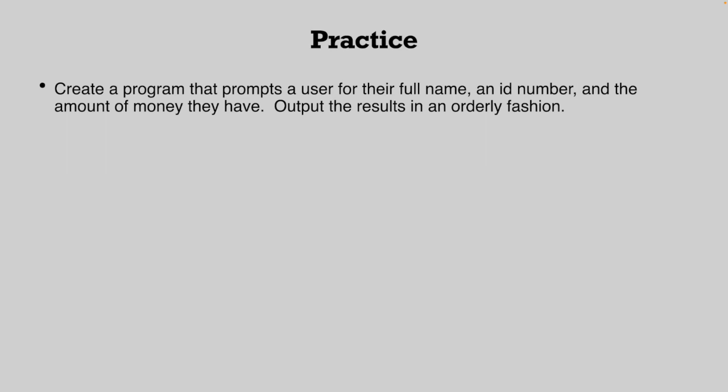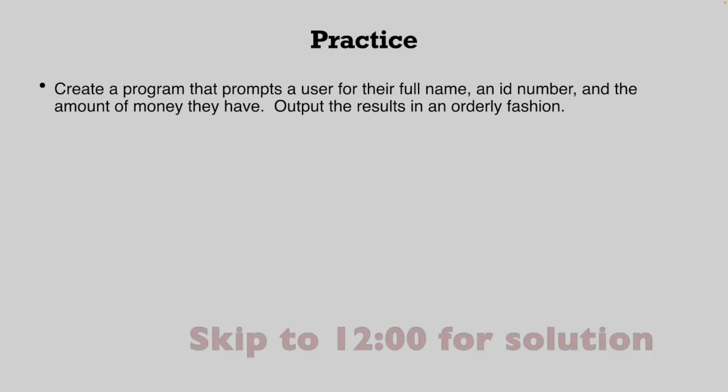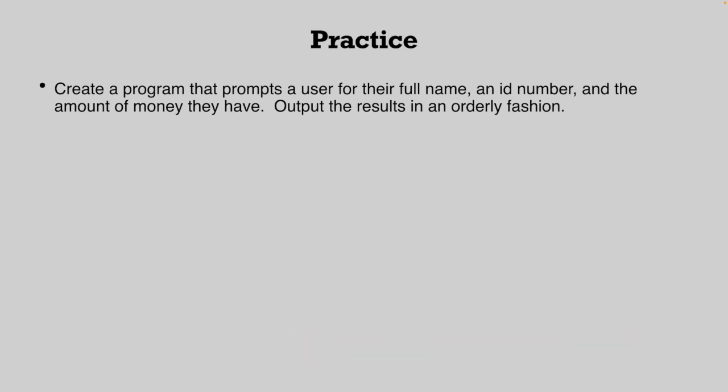So that brings us on to the practice. For your practice, I want you to create a program that will prompt a user for their full name, an ID number, and then an amount of money that they have, because why not? And then after you have all those values inputted, you should output the results in an orderly fashion. Just neat. I'm going to work through that now, and there should be a time code on the screen for when I'm done, if you want to compare your code with mine.